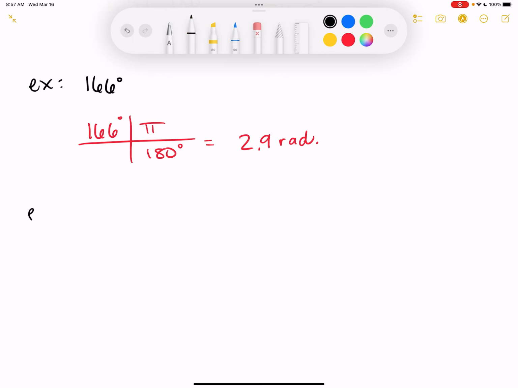All right, and then just one more of the degrees. 42 degrees times pi over 180.